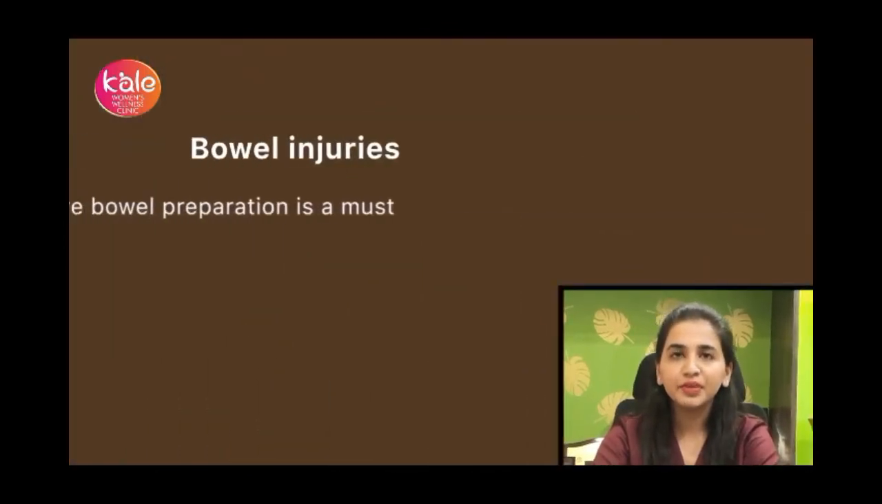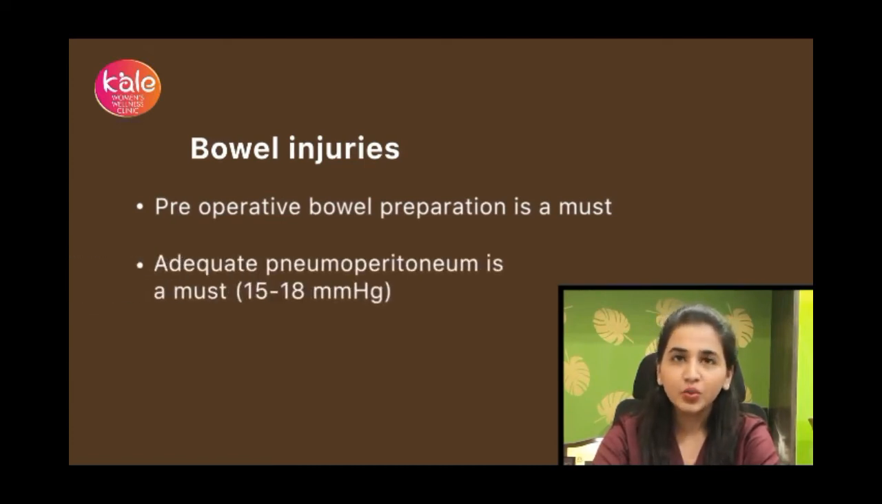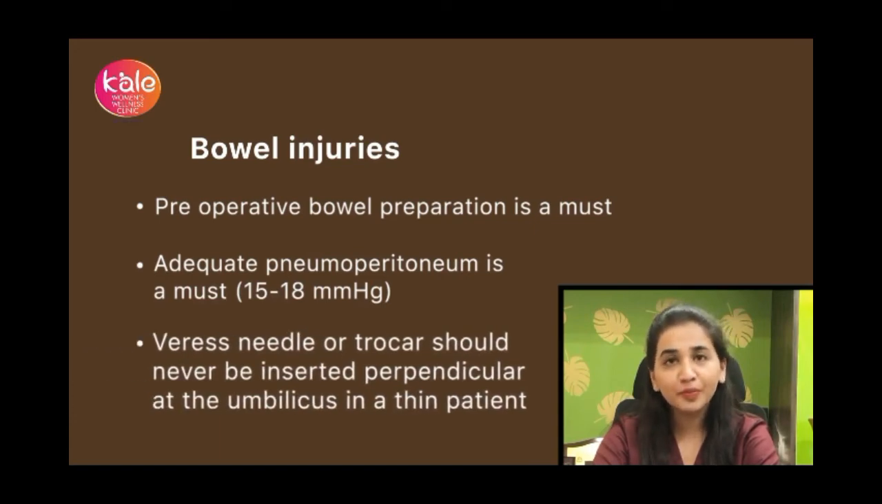Bowel injuries are the next common problem in thin patients. A good bowel preparation prior to surgery is a must. Adequate insufflation of 15 to 18 mm of mercury is necessary. Always remember never to insert a Veress needle or a primary trocar perpendicular to the skin at the level of umbilicus in a thin patient to prevent bowel injuries.